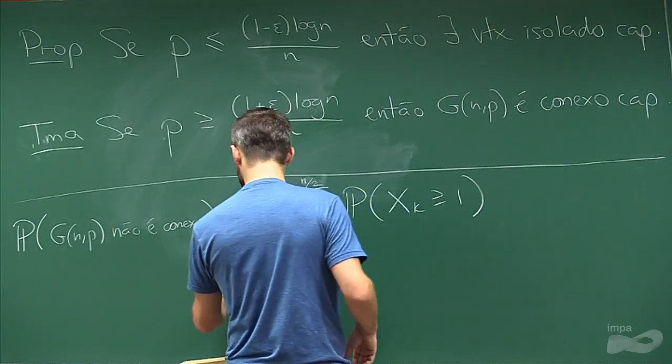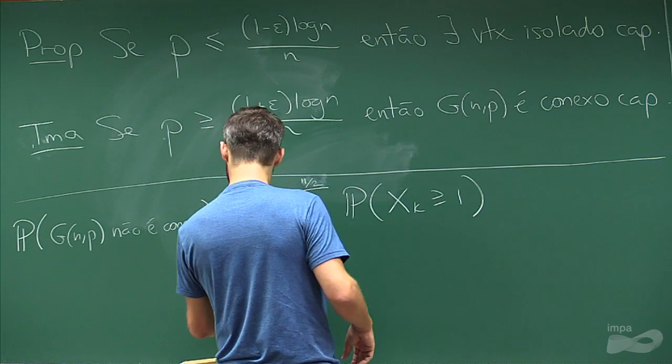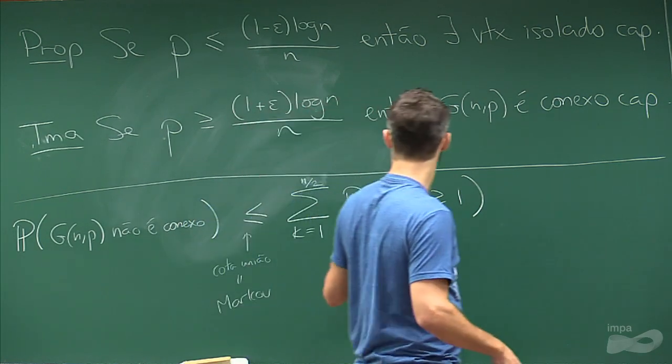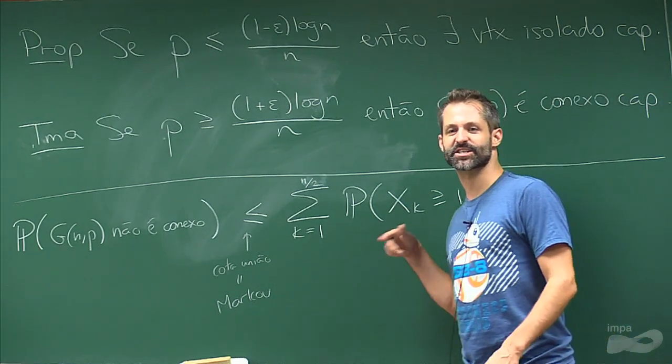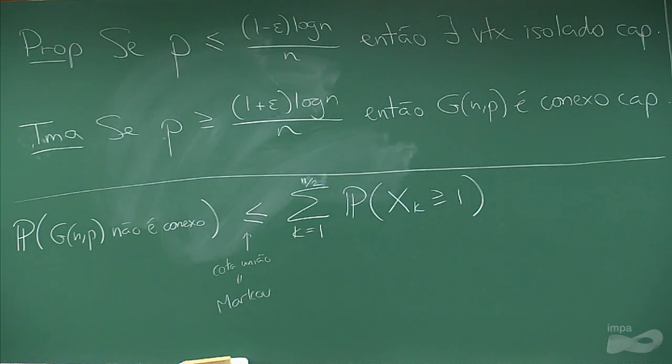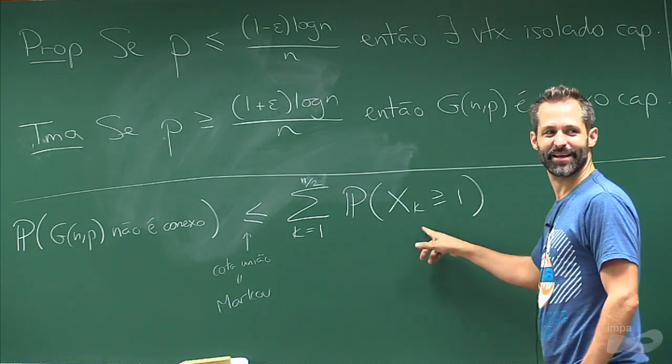Or, if you like, Markov. What is this sum? This sum is the expected number of xk's that are positive, sorry, strictly positive. Perhaps I should explain that, because I used it implicitly last class, and you all stared at me as if I was crazy. So let me explain.